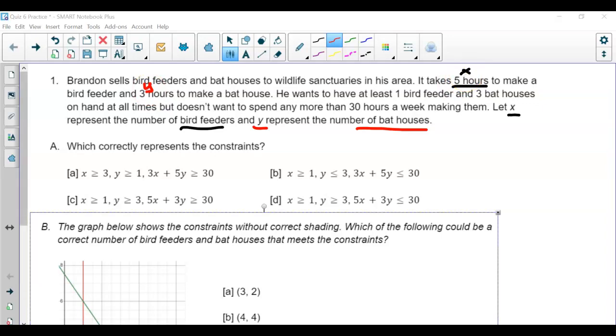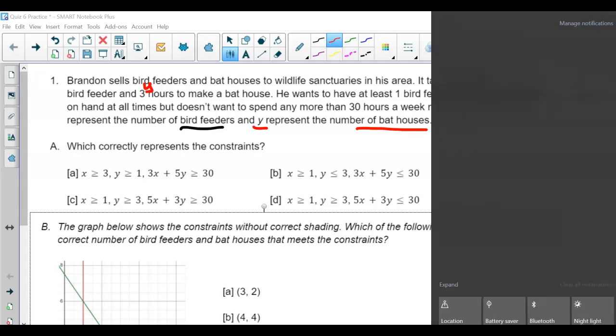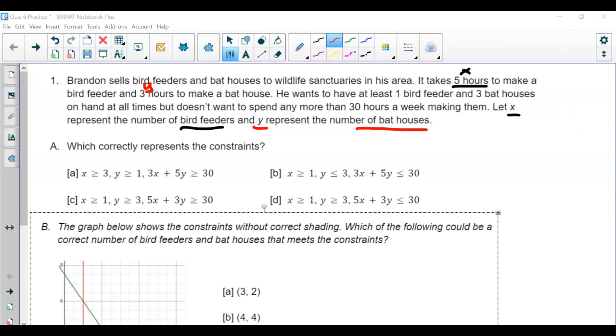So just from that first statement, I know that I have 5X plus 3Y. So just from process of elimination, I can go ahead and cross out A and B because they have 3X plus 5Y. Now I'm going to keep going.